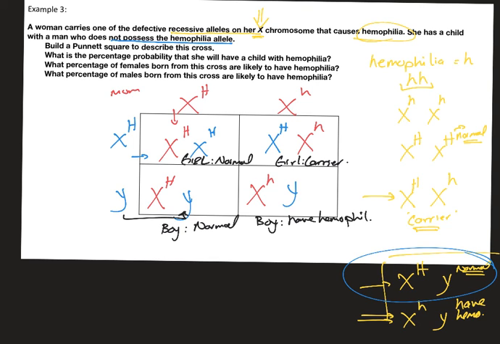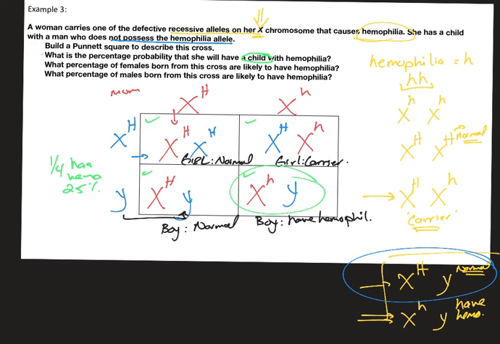So now if we actually look at the questions, it says, what is the percent probability that she will have a child with hemophilia? So the way that this is worded, it says have a child. So that means I am counting all four boxes because all four of these are children. There is a 1 in 4 chance that they are going to have a child that has hemophilia. So that's again 25%.